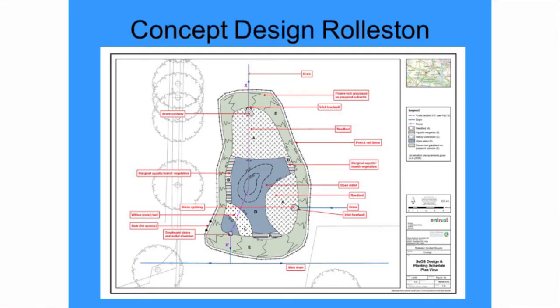So in the next few slides, I was going to illustrate some of the case studies that we've been involved in designing and building over the last few years. This is going back to Rolleston, so just to illustrate over a very small area how we've managed to incorporate 4 very different habitat types into quite a small area.